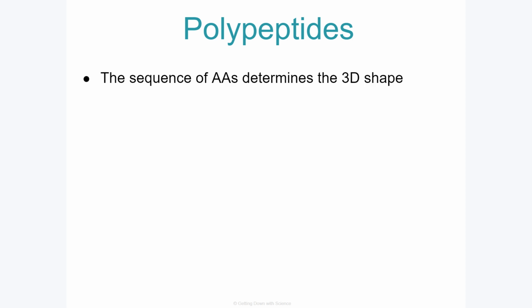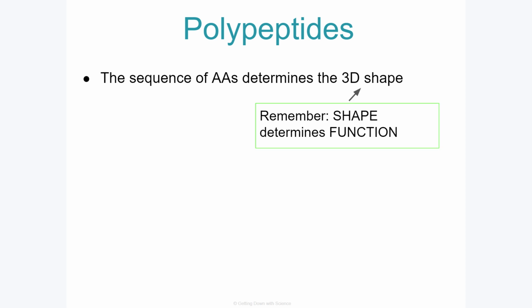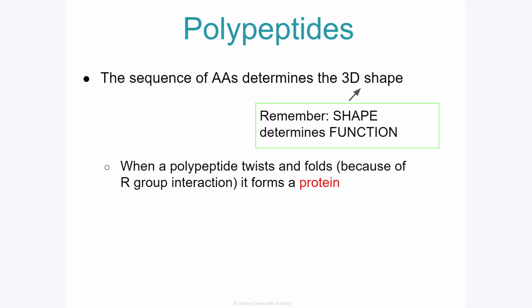The sequence of amino acids, so how they are strung together, determines that 3D shape. Remember, structure dictates function, or shape determines function. Whenever a polypeptide twists and folds because of that R group interaction, it forms a protein. And we have different names for each one of those twists and folds.